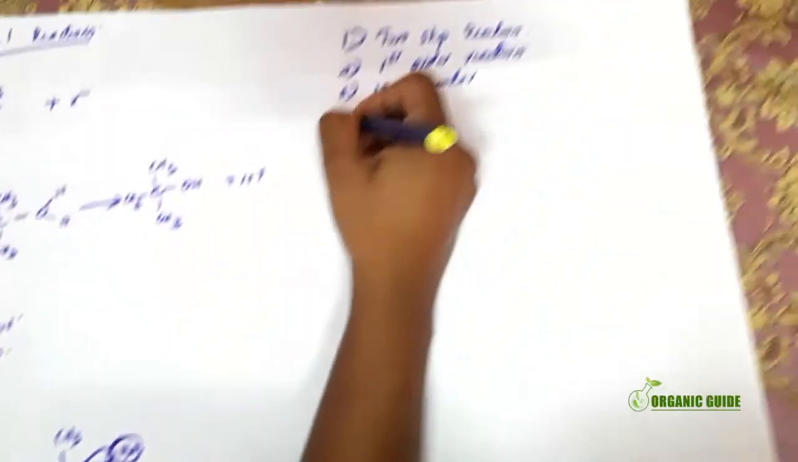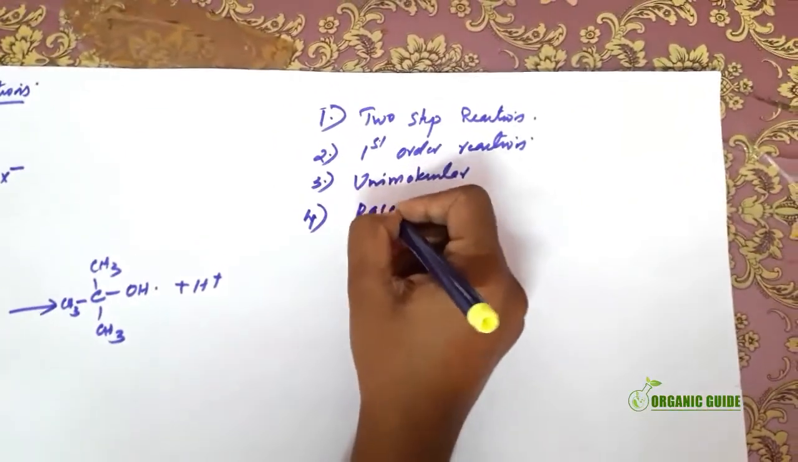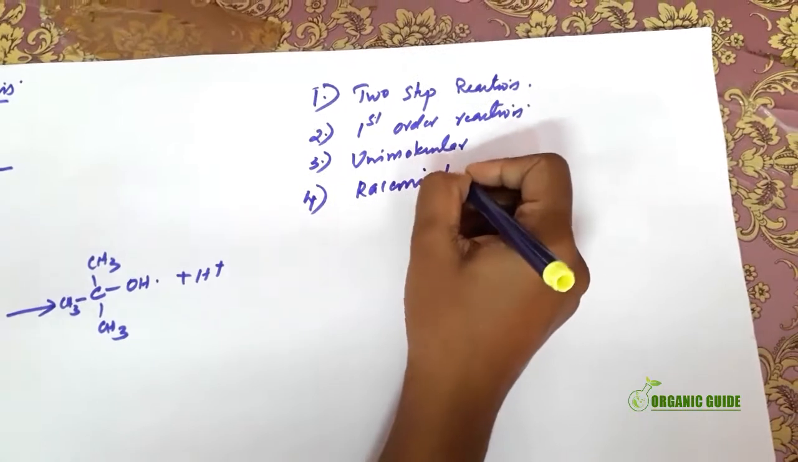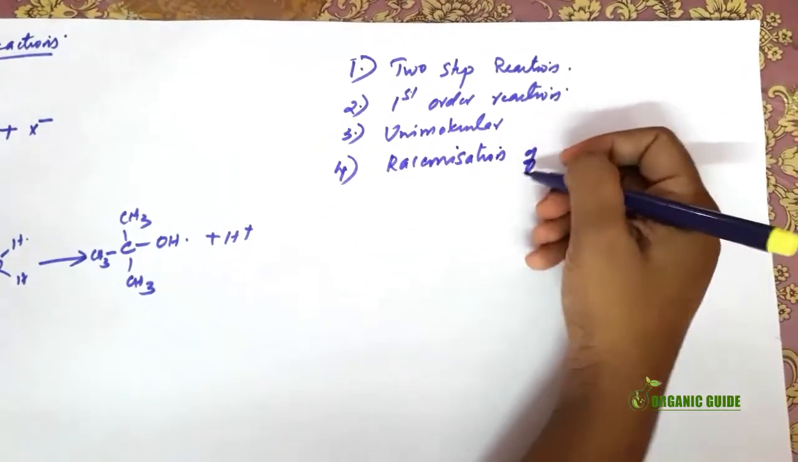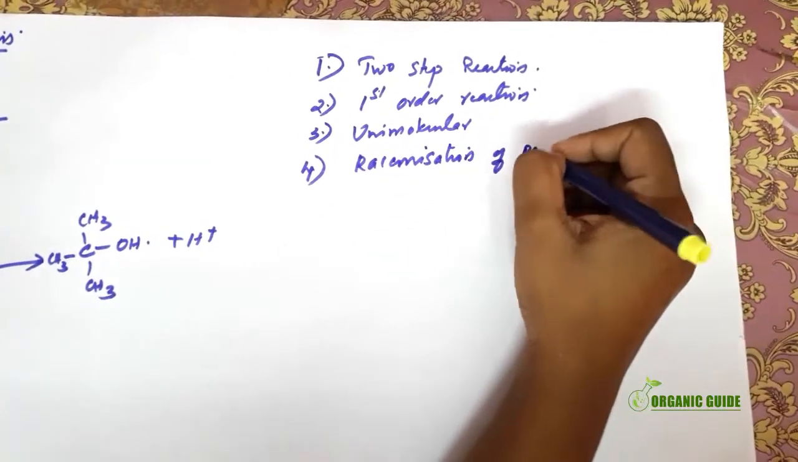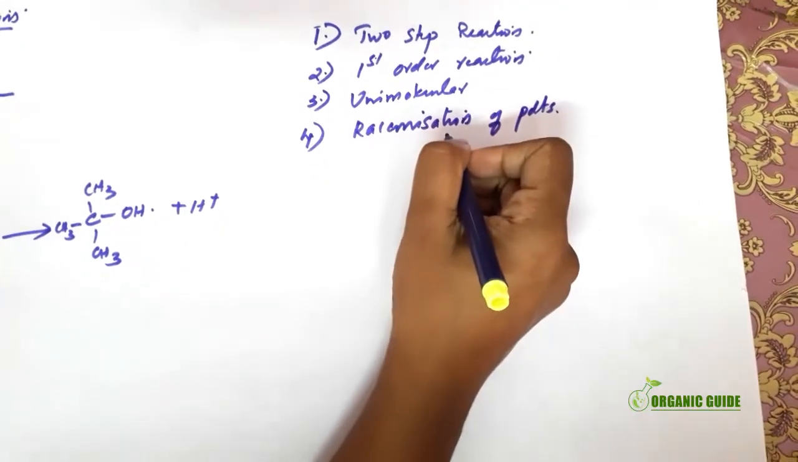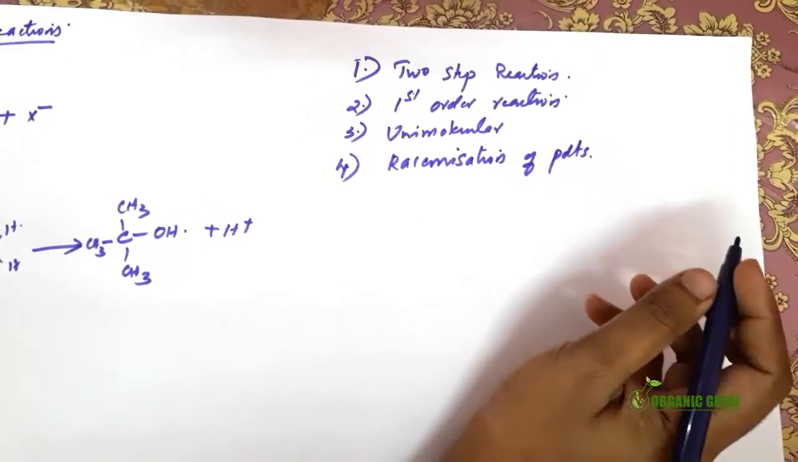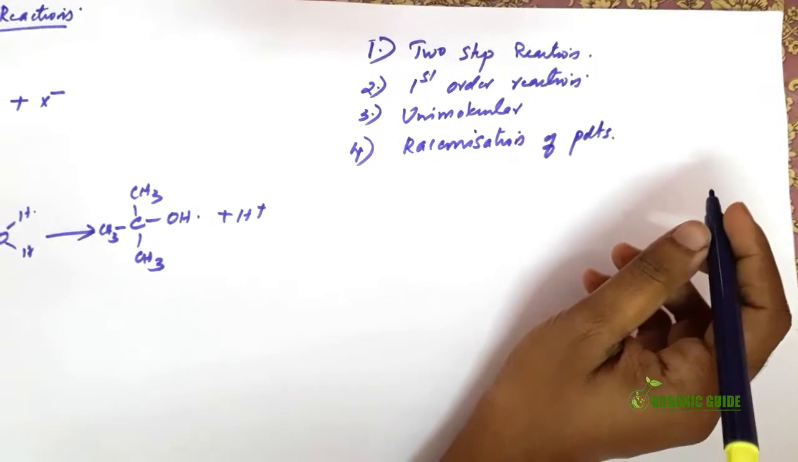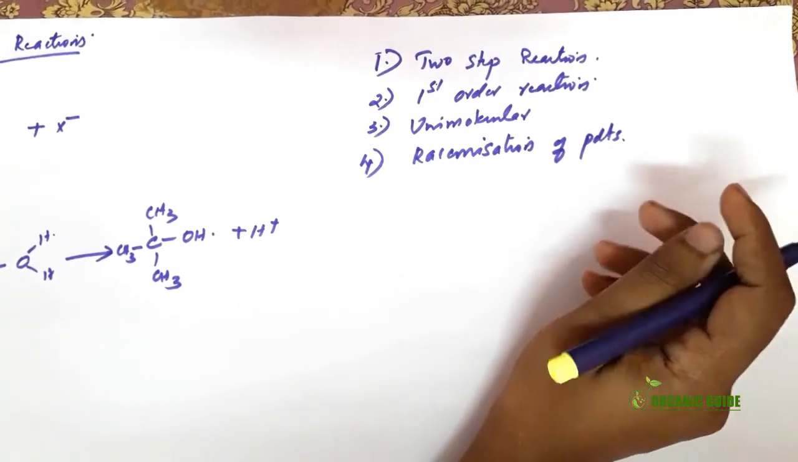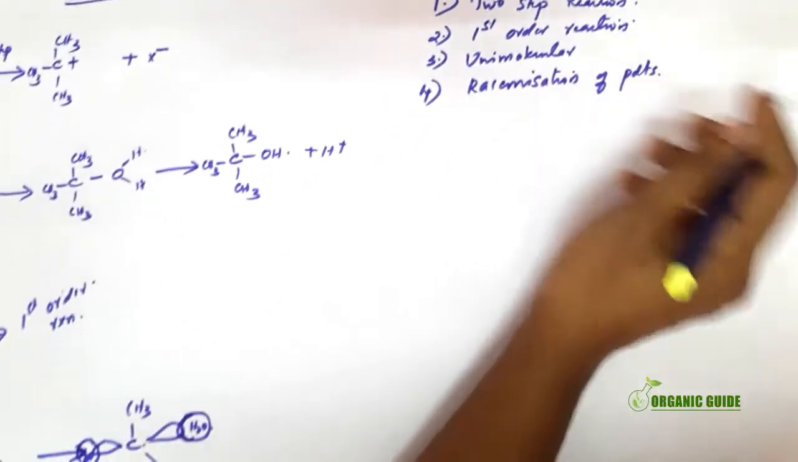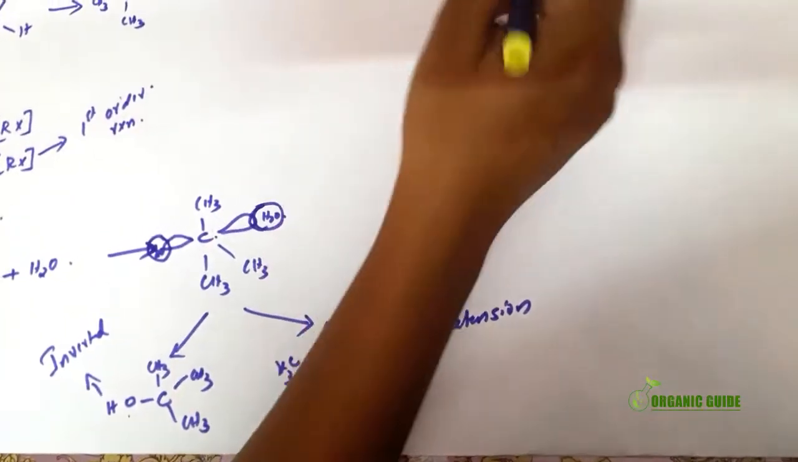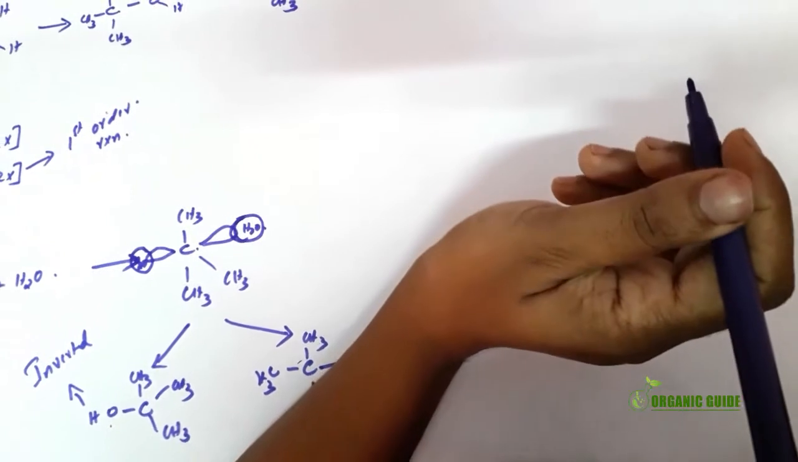So the fourth characteristic is racemization of products. What do you mean by racemization? That is equimolar concentration of both isomers, two types of isomer, that is known as racemization. So we will get inverted as well as retained product for this SN1 reaction.